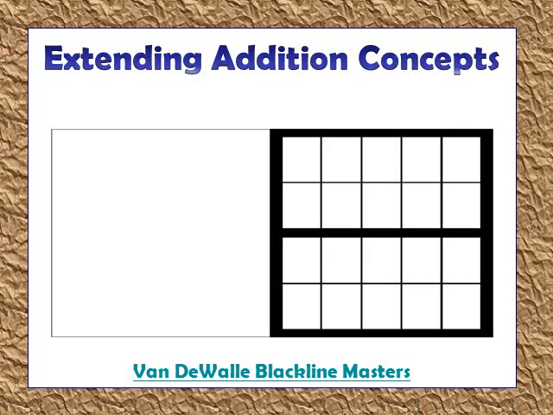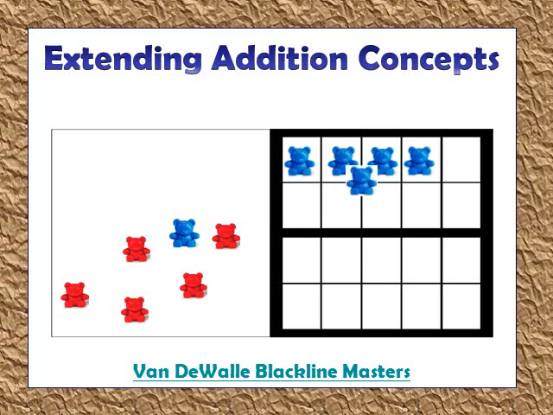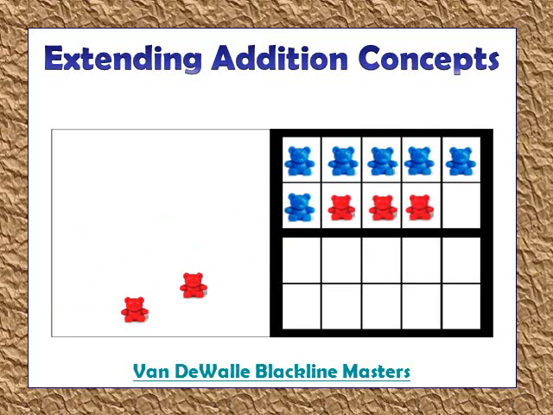Here's another activity. This base 10 mat comes from the Van de Walle Blackline Master. If you click on this, there is a link to all of Van de Walle's activities online. This includes his little 10 frames, his dot cards, and a variety of manipulatives. With this activity, I would show students that I have some blue bears and I have some red bears. And I would ask students to figure out how many bears I have in all by moving them over to my 10 frames. Students will notice that I have 10 and another 1, which is 11 in all.